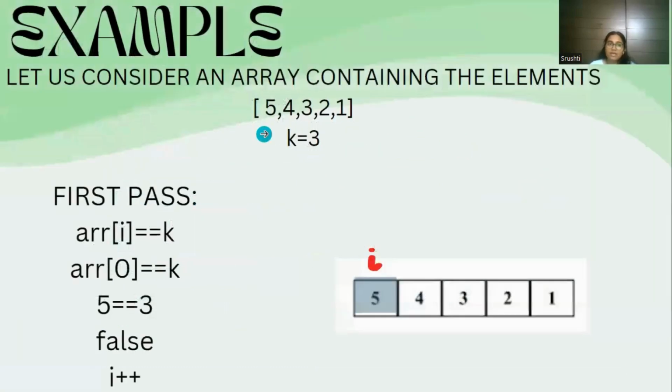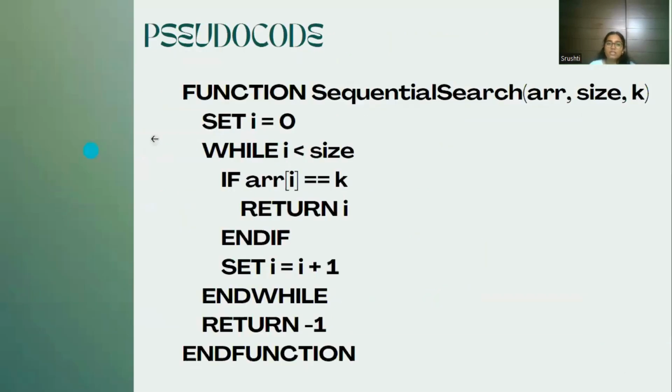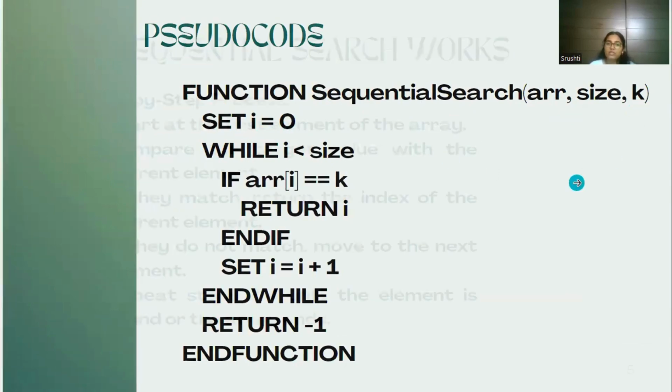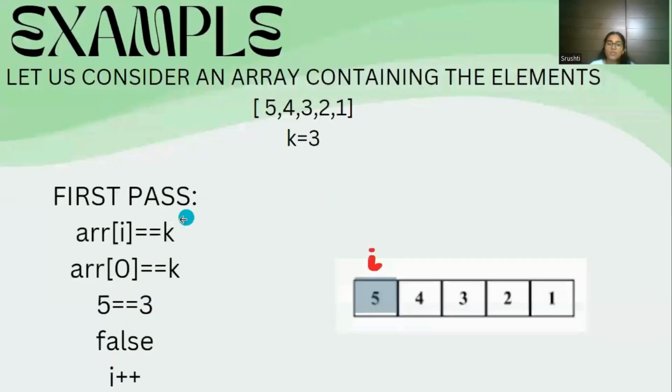Let's look at an example. Let us consider an array containing the elements 5, 4, 3, 2, 1, and the key element to be found is 3. And first, as we see through the pseudocode, sequential search array size is 5 and element to be found is 3. And we set i equals 0. We make sure that i is smaller than 5.